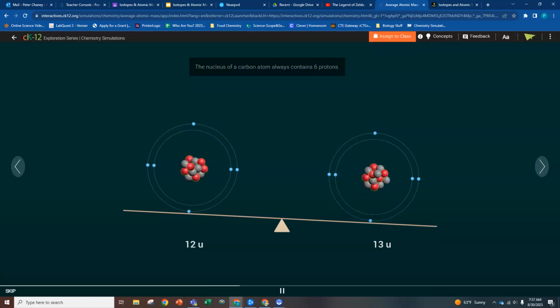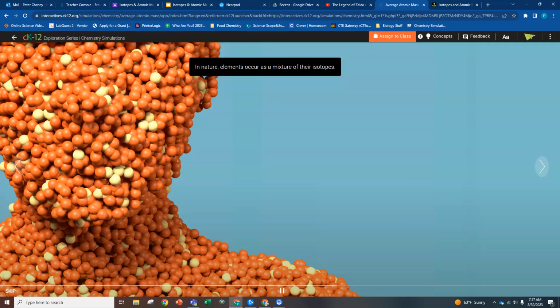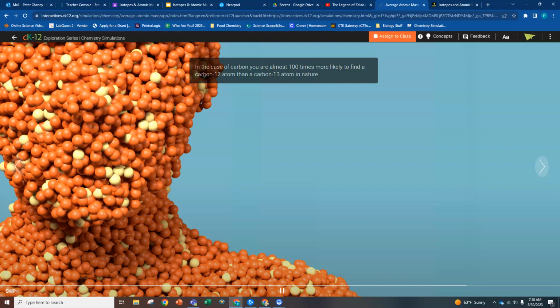The nucleus of a carbon atom always contains 6 protons. Its atomic number is 6. However, the number of neutrons varies. Sometimes the nucleus contains 6, and sometimes it contains 7. Atoms of the same element that contain different number of neutrons are called isotopes. In nature, elements occur as a mixture of their isotopes. However, it's not an even mixture. Some isotopes are found more commonly than others in nature. In the case of carbon, you're almost 100 times more likely to find a carbon-12 atom than a carbon-13 atom in nature.